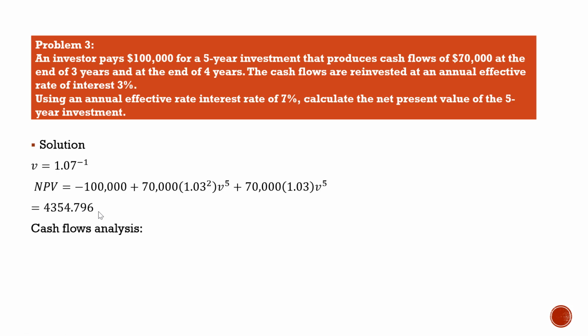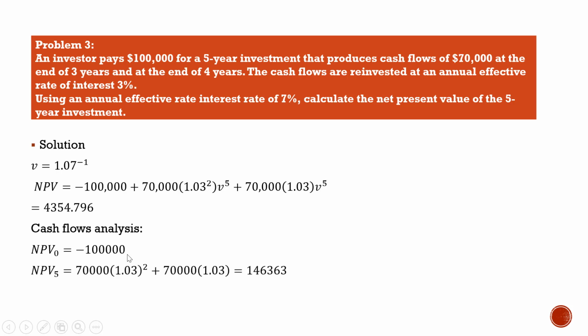We also can do cash flow analysis. At time 0, the net present value is negative 100,000. At time 5, the net present value is 70,000 times 1.03 squared plus 70,000 times 1.03, and that is 146,363. And remember, at time 3 and 4, the net present value is still 0 because we received 70,000 and then we immediately paid 70,000. So the net present value at time 3 is 0, time 4 is 0, and time 2 and time 1 are also 0.